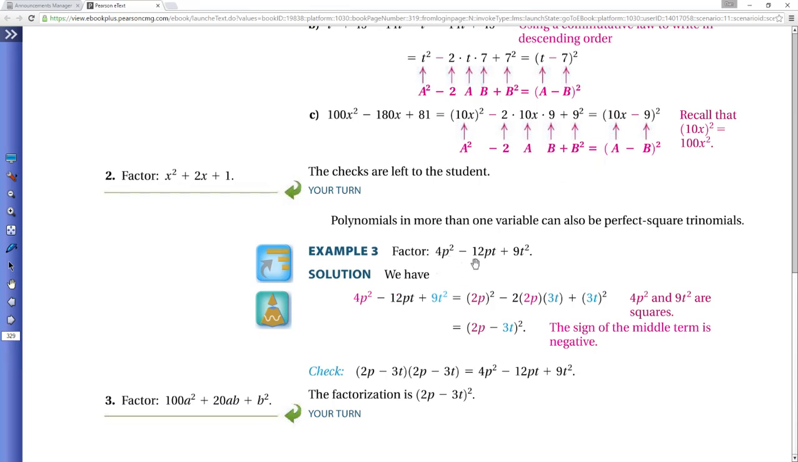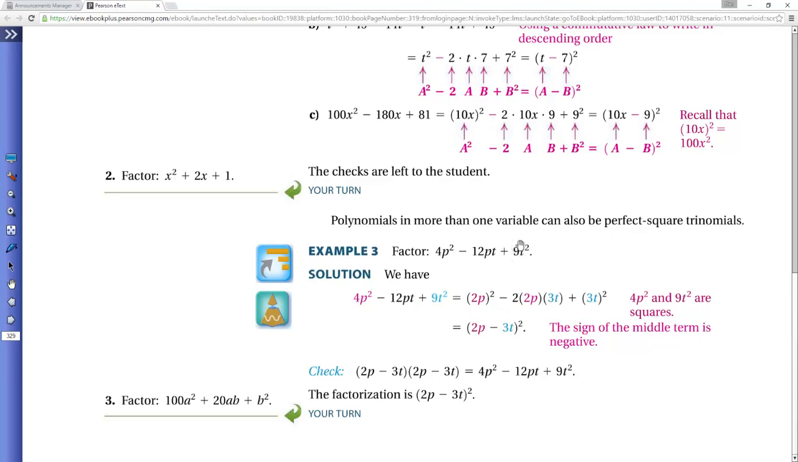Here's another one, factor 4p squared minus 12pt. Now this last example is showing when we have multiple variables. If you think about it, really the pattern's the same thing. Is this something squared? Well, this would be 4p, or excuse me, 2p, the quantity squared. Remember, we've got to use our order of operations. It's not 2p to the 2 power. It's the parentheses, because this really means 2p times 2p, which gives me 4p squared.